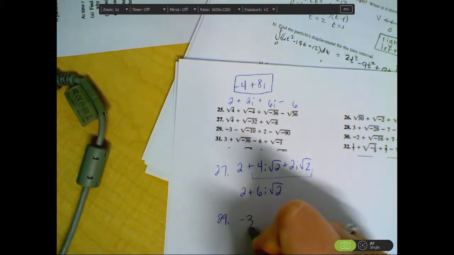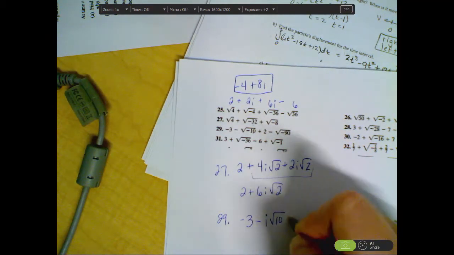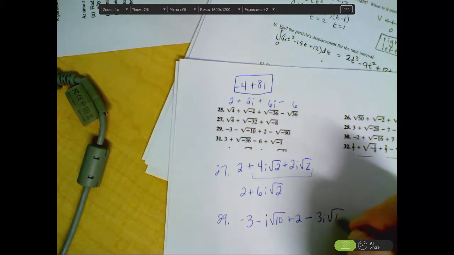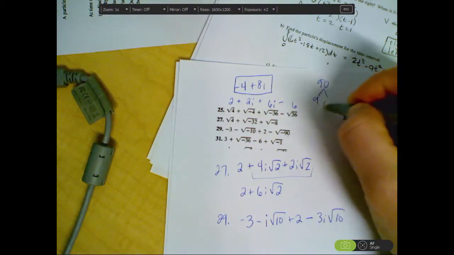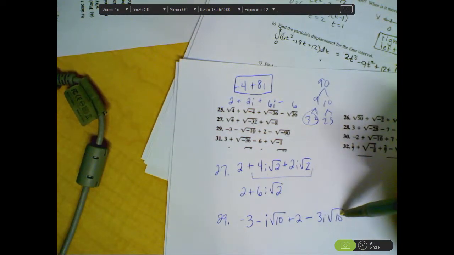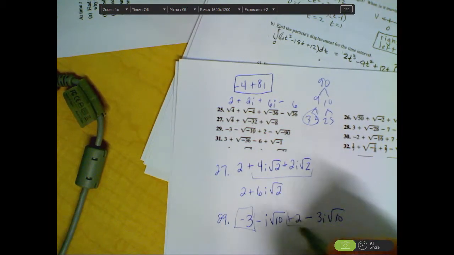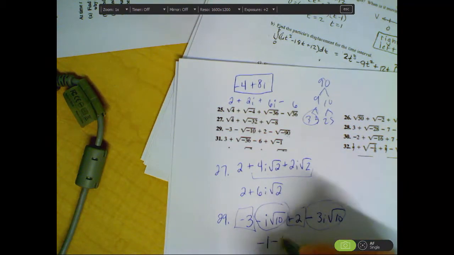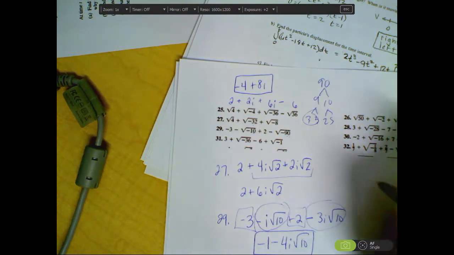29, bring down the -3 minus i root 10. Root 10 can't be simplified. Plus 2 minus 3i root 10. Now, if you're struggling with how I got 3i root 10 from 90, you need to come to Math Lab or stay after school. All I did was take 90 and break it down into 9 and 10, 3, 3, 2, 5. I took out the 3's, put them on the outside, 10 underneath, and the i came out because of the negative. So again, these are like terms, -3 plus 2, which is -1, and then you have -i root 10 and -3i root 10 is -4i root 10. Final answer. It's all you can do.